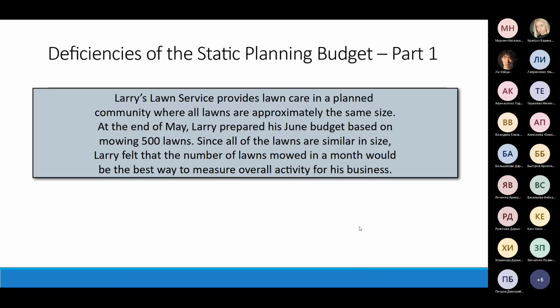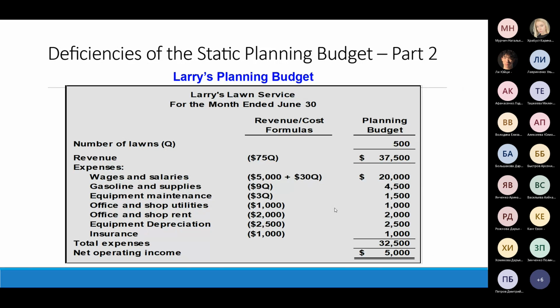This is a small business, Larry's Lawn Service, that provides lawn care in a planned community where all lawns are approximately the same size. So we can standardize something like the unit cost, for example. At the end of the period, Larry prepared his budget based on mowing 500 lawns. So since all the lawns are similar in size, Larry felt that the number of lawns mowed in a month would be the best way to measure overall activity for his business. And therefore, his budget is like you can see on a slide.